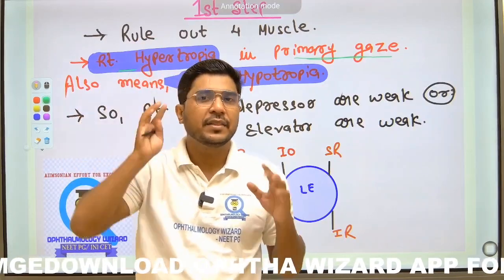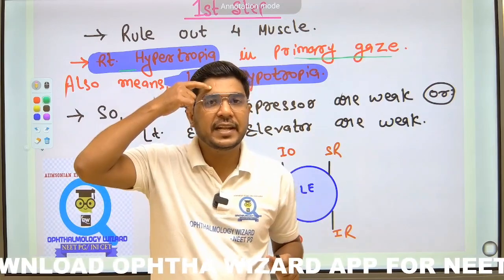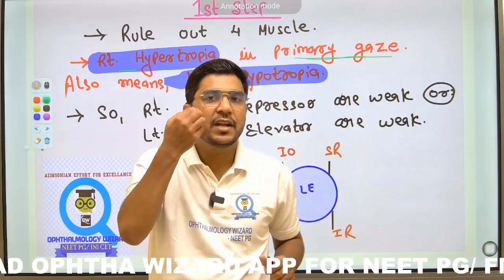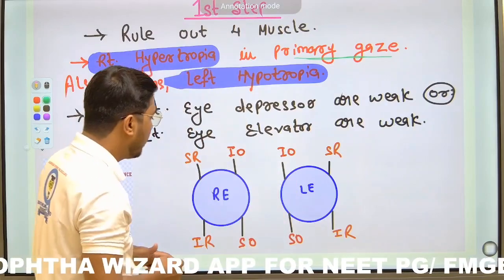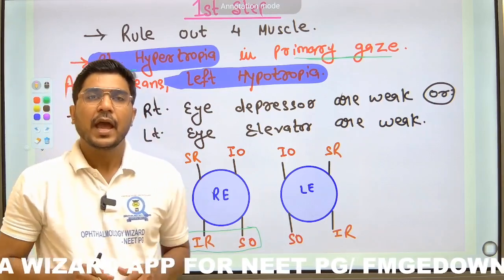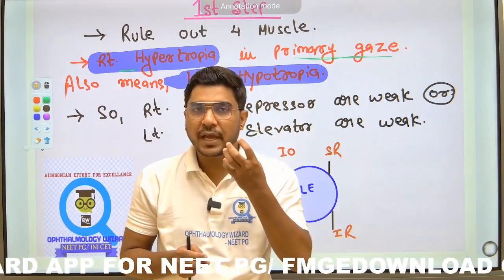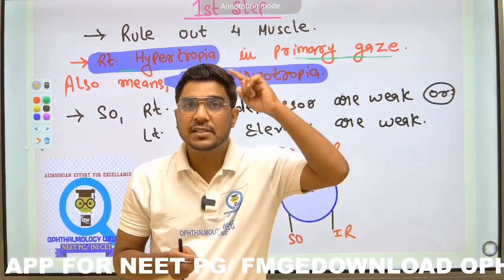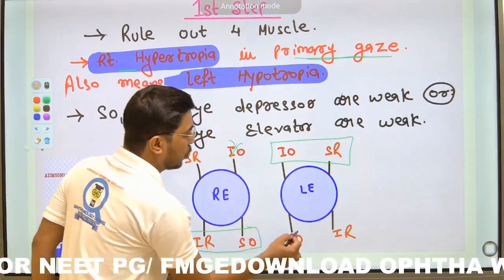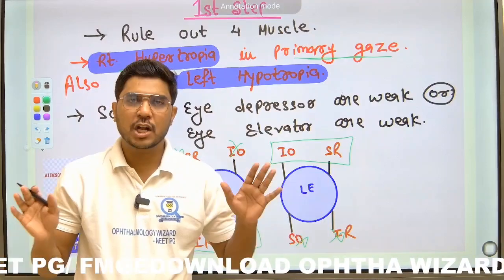Right eye is up, that means the left eye is down. Since the right eye is hypertropic, the right eye is up, that means the right-sided depressor muscles are weak. So we will mark the depressor muscles of the right side. And also, since the left side is hypotropic, that means the left-sided elevator muscles are weak. So we will mark this one. So these muscles are ruled out and we are left with these 4 muscles. Got my point?